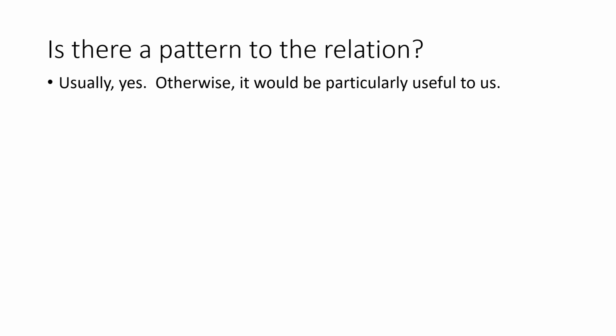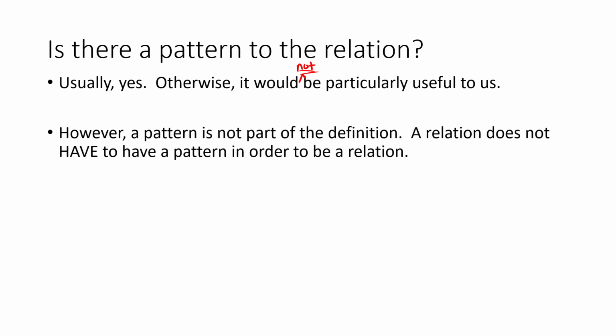Now, is there a pattern to the relation? Usually, yes. Otherwise, it would not be particularly useful to us. Okay, if there's no pattern at all, we don't really have any real life use for tons of random numbers floating around. However, a pattern is not part of the definition, okay? A relation does not have to have a pattern in order to be a relation. A relation is simply a mapping of one set to another set, whether or not there's a pattern. Is there usually a pattern that we're interested in? Yes, but it does not have to have a pattern.